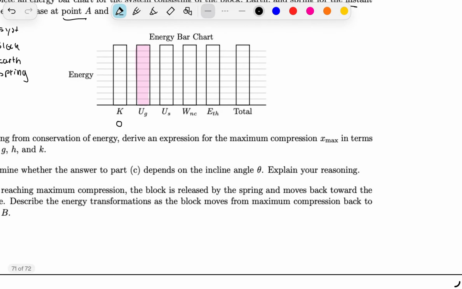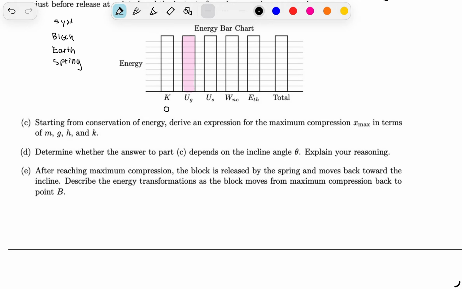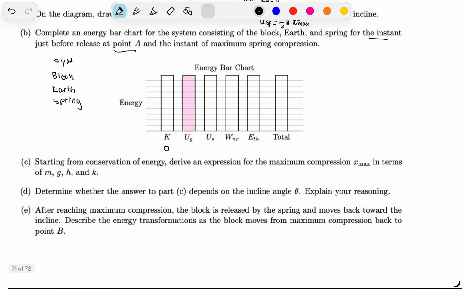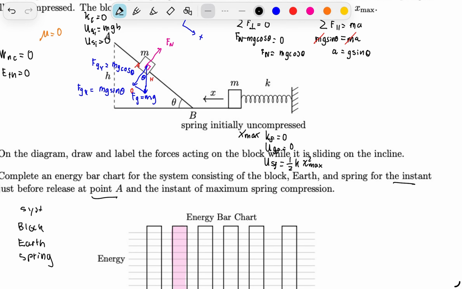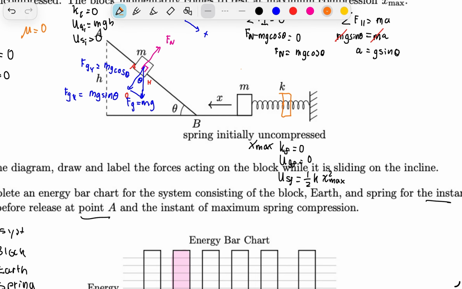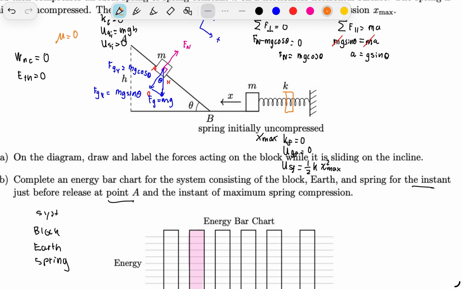Now, for our next question, we have, after reaching maximum compression, this block is released by the spring and moves back toward the incline. Describe the energy transformations as the block moves from maximum compression back to point B. So maximum compression means that our block has squished the spring as close as it can get to the wall. After that, it's going to have the tendency to go back towards its equilibrium state, where it is naturally at rest and is not acted on by a restoring force, because it's already restored. So it wants to go back that way, back towards B.